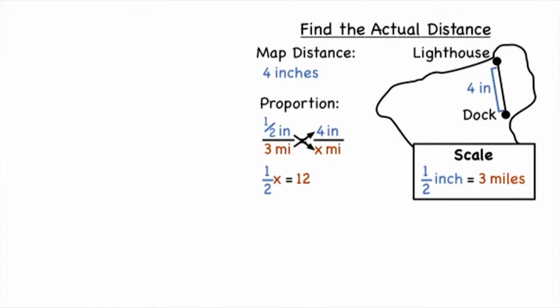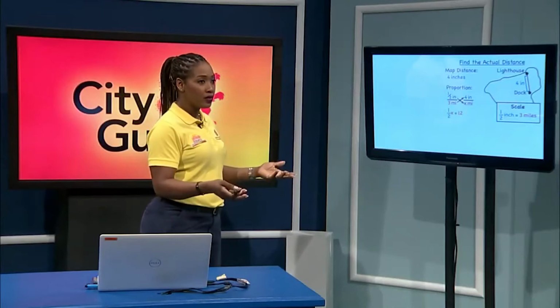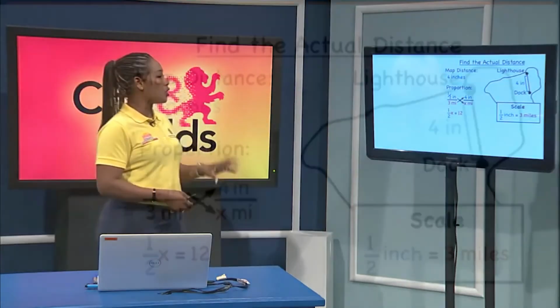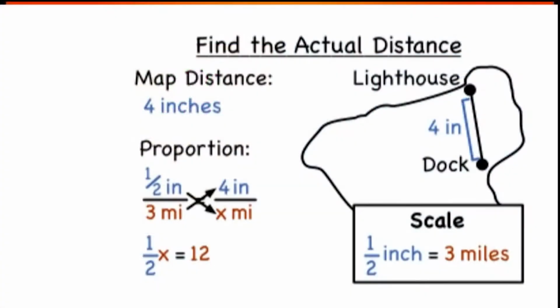So as you can see, from lighthouse to dock on the map, it's 4 inches. You are now applying the scale. You can always reason it out, but it's going to take you longer. And in life, we want to be more efficient, because the efficient worker, the efficient person, achieves a little bit more. So we don't want to draw out 4 inches and say, okay, ½ inch, 3 miles, plus another 3 miles. You could do it that way, but that's not how we're going to do it today.